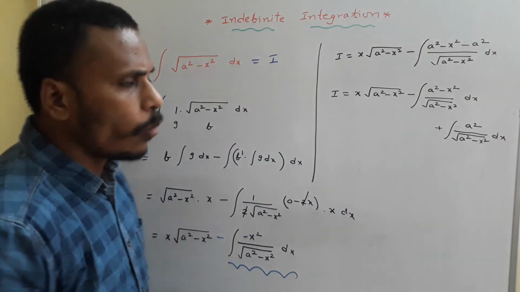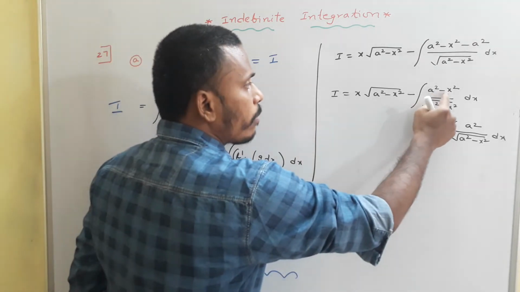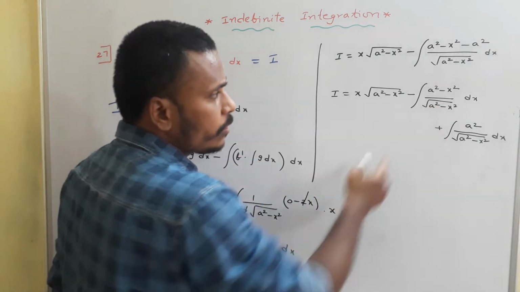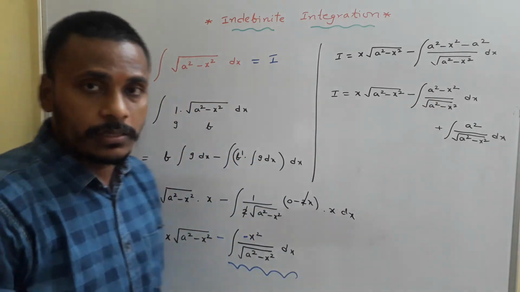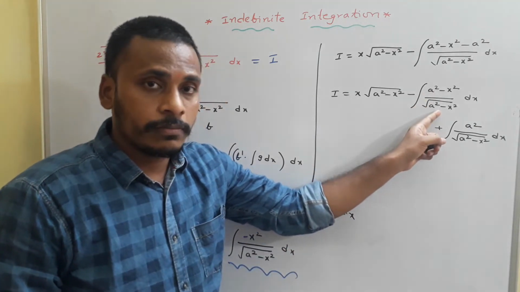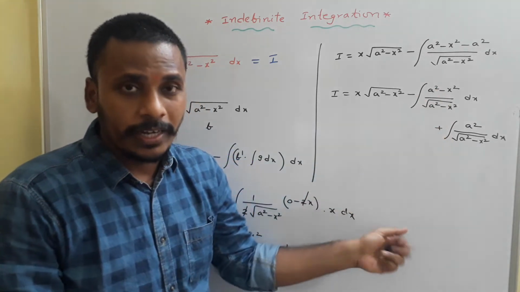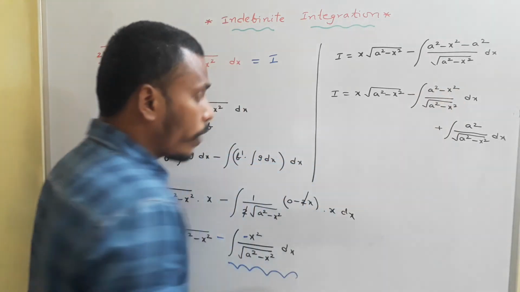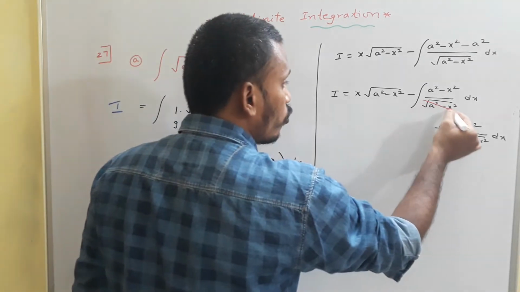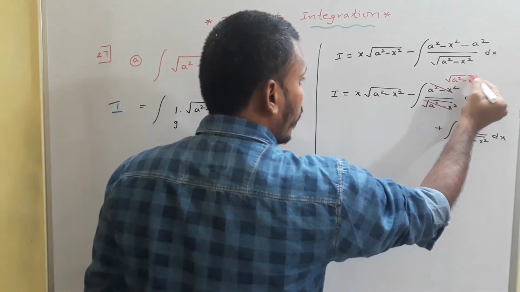Now you just observe very carefully. If you pay attention here, this a square minus x square divided by root of a square minus x square, see what it is. You just think about it. There is a chance of cancellation. Something like 2, if I say 2 by root 2, it is root 2, right? So this a square minus x square by root of a square minus x square, if you cancel out, this root will cancel, leaving root of a square minus x square.